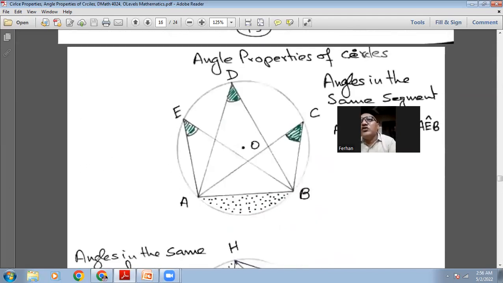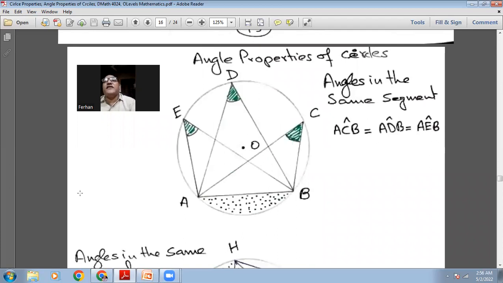So here we go to the next property. For example, if I have a chord, and you can see here we have a circle, this is the center, here is a chord AB. Whenever I draw a chord AB, that chord divides the circle into 2 portions. Each portion is known as a segment. So this shaded portion is a segment, and this white whole area is also a segment.